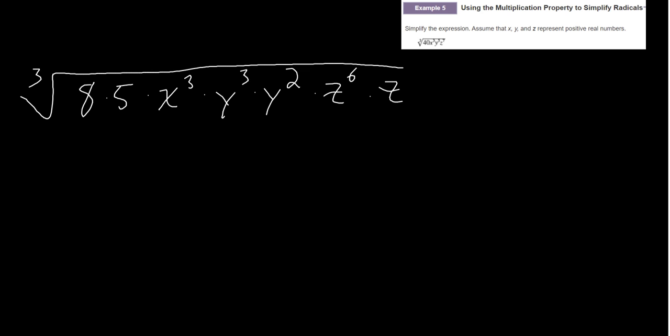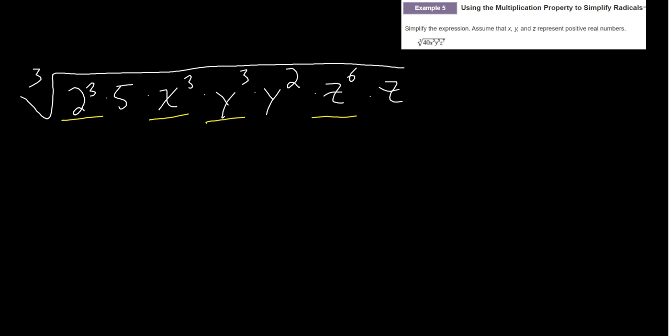Let's go back and change this 8 to a 2 cubed, because I know 2 cubed is equal to 8. So now I've got a perfect cube here, perfect cube here, perfect cube here, perfect cube there. All those underlined in yellow I can take out.